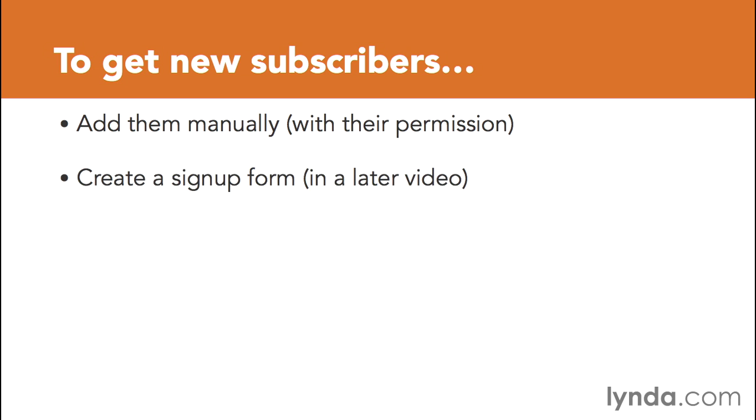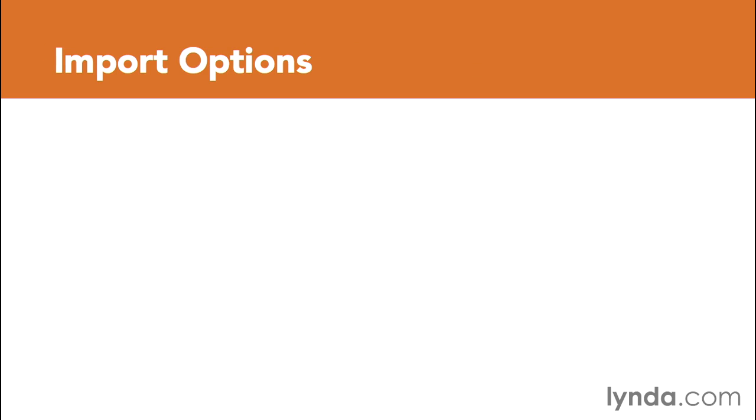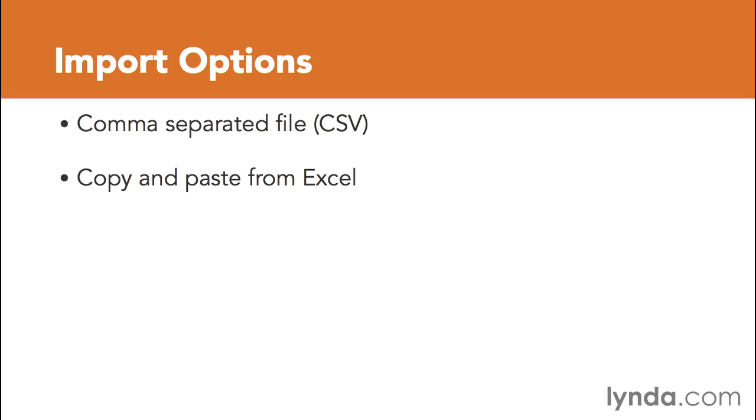You can create a sign-up form and put that form on your website or Facebook page for new subscribers to sign up, and we'll do this in another video. You can import a list of subscribers if they have already opted in to receive emails from you, and this is what we're going to show you now. To import a list of subscribers, you can import from a comma-separated values file, you can copy and paste from Excel, and you can also directly import from a MailChimp integrated application.